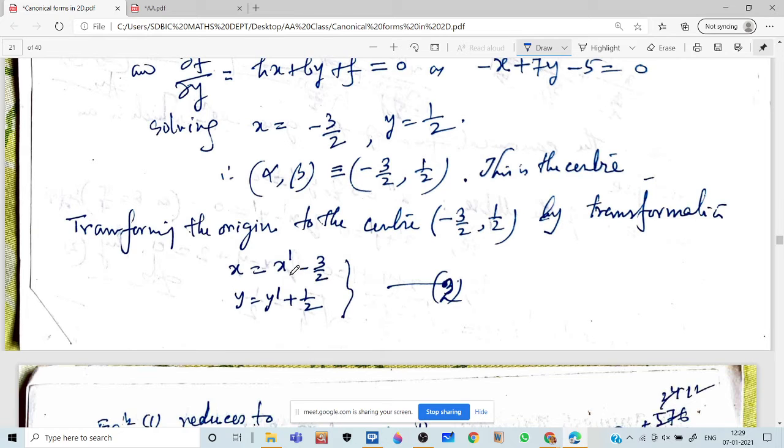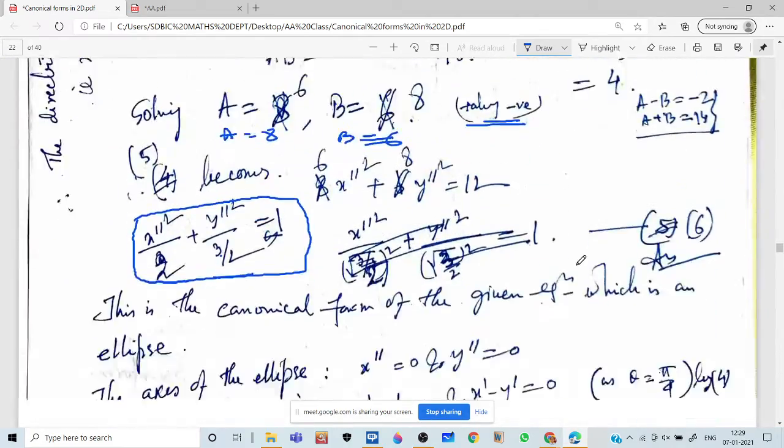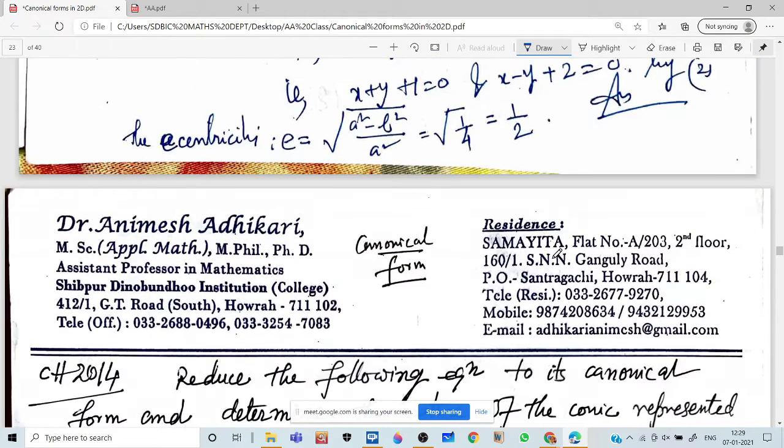This is the translation. From this formula we get the inverse formula: x dash is equal to x plus 3 by 2 and y dash is equal to y minus half. Putting the values of x dash and y dash in this equation, in terms of the old coordinate system, that is the xy system, we get the axes of the ellipse. The equation of the axes of the ellipse is this, and the eccentricity is the square root of 1 minus b square by a square, and this is the formula.